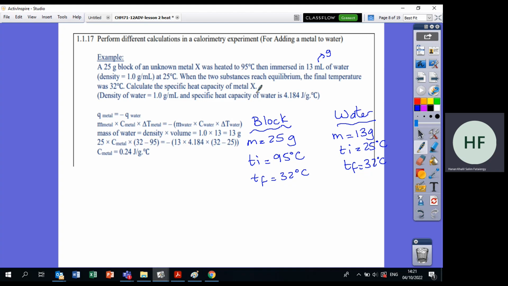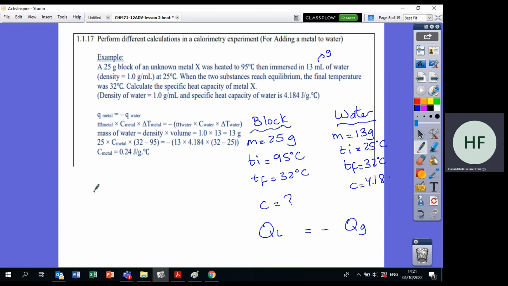Now, what is the specific heat? He wants to see this one, how much, and this C is 4.80. So how will you solve this question? The block temperature dropped from 95 to 32, so here Q lost. The water temperature increased from 25 to 32, so this is Q gained. They are equal and opposite in sign because one of them is lost, one of them is gained.